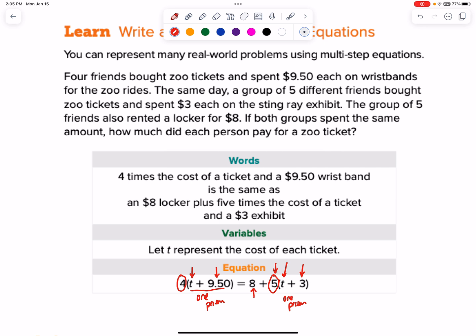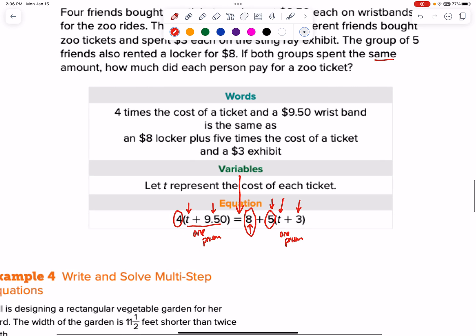Notice they didn't each rent a locker. The whole group did. That's why that 8 is sitting out here by itself, just as an add 8. They're letting you know that both groups spent the same amount. That's where we get our equal sign in between the two. And since they spent the same amount, each side has to equal the same. And so we're able to create this equation to find out how much each person paid for a zoo ticket. So that's just an example of how that sets up.